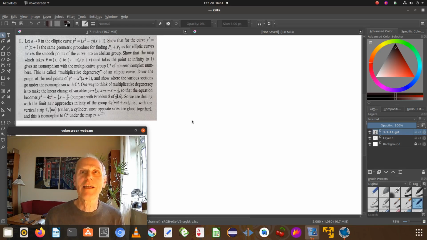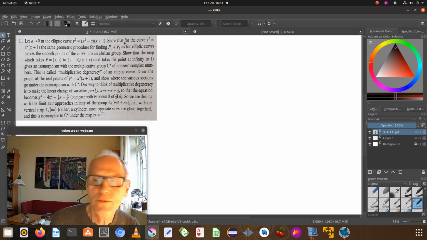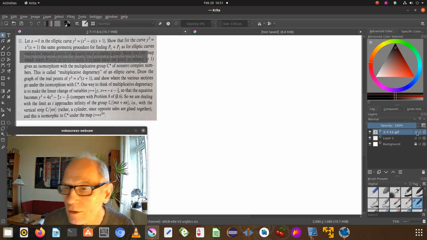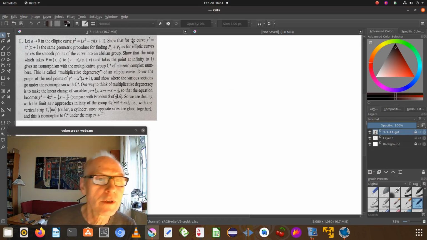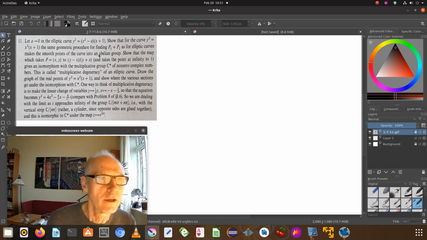Hi again. Let's see if I can wrap up section 7 today. This grey Sunday. All right, so they want us to look at this curve. Let's just close this one so it doesn't see it. And that's the same as in problem 10. And I believe that the limit procedure will work again.